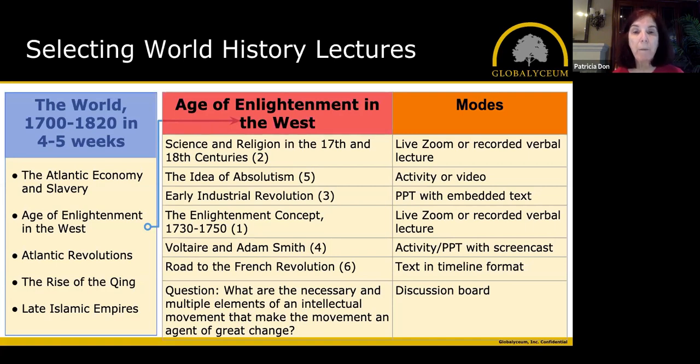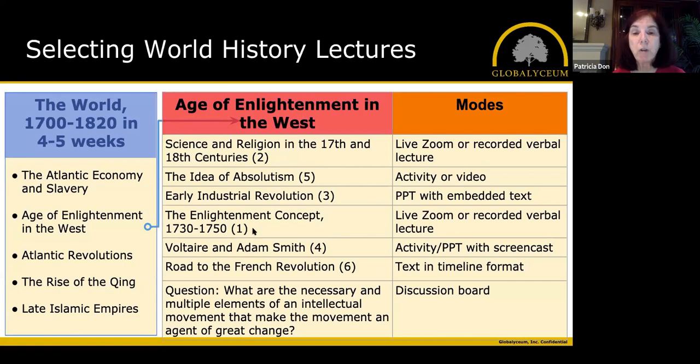So since I've got that on my mind, my lecture did the following things. I went into science and religion in the 17th and 18th centuries, the idea of absolutism, the early Industrial Revolution, the Enlightenment concept, Voltaire and Adam Smith, and the road to the French Revolution. And I pretty much, my lecture would go in that order. But you can see there's a series of topics in my lecture. These topics can be like 20-minute segments of my lecture, 20, 25, 30-minute segments. I have to choose which ones are most important. So as you can see behind the Enlightenment concept, I have the number 1.